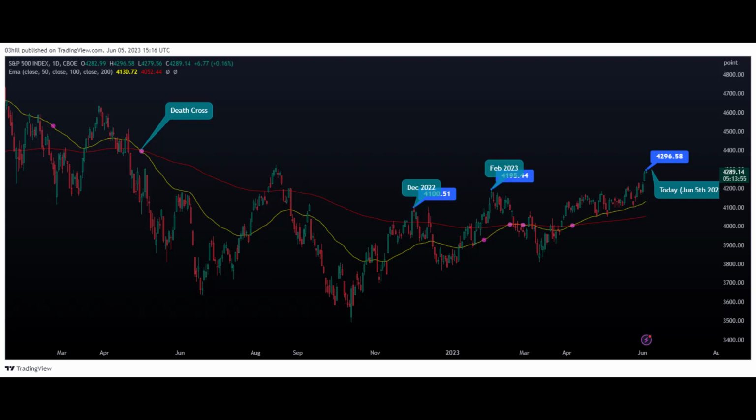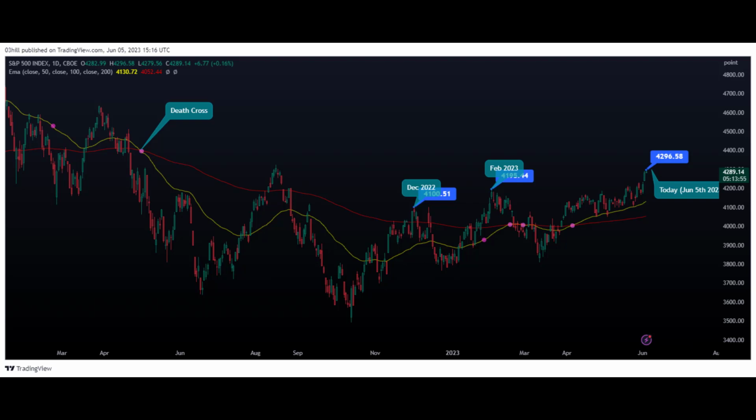However, in February 2023, a golden cross took place. A golden cross is a bullish signal that occurs when the shorter-term moving average crosses above the longer-term moving average. In this case, it led to a positive momentum shift in the S&P 500 index. The price rallied and reached a high of 4195.44, indicating a potential upward trend.